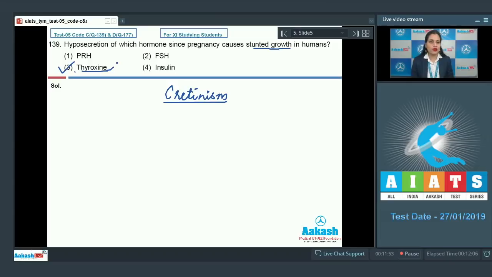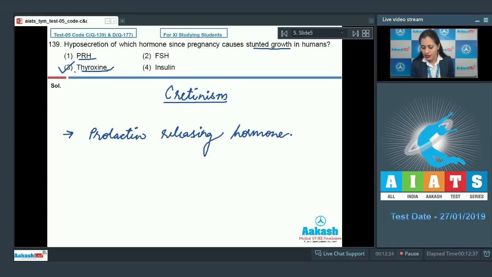Let's discuss other options also. The very first option given is PRH, and this is prolactin releasing hormone which is released from hypothalamus. PRH, which stands for prolactin releasing hormone, released from hypothalamus, is responsible to stimulate prolactin release. So this is an incorrect option.